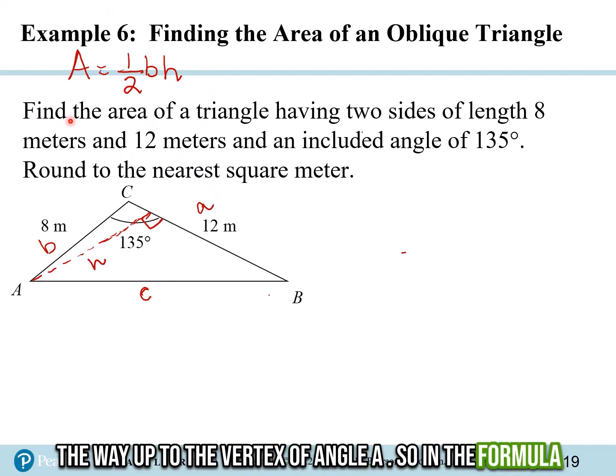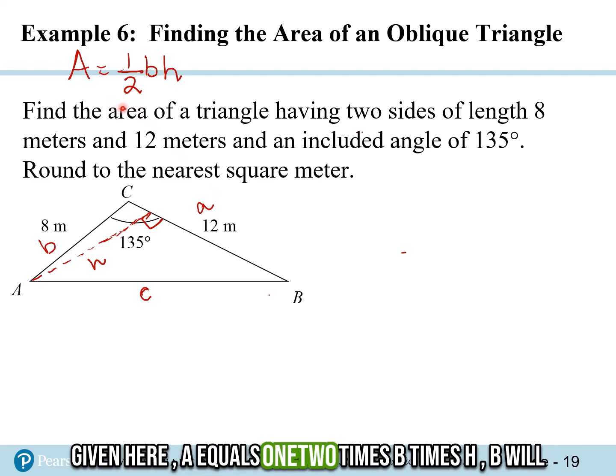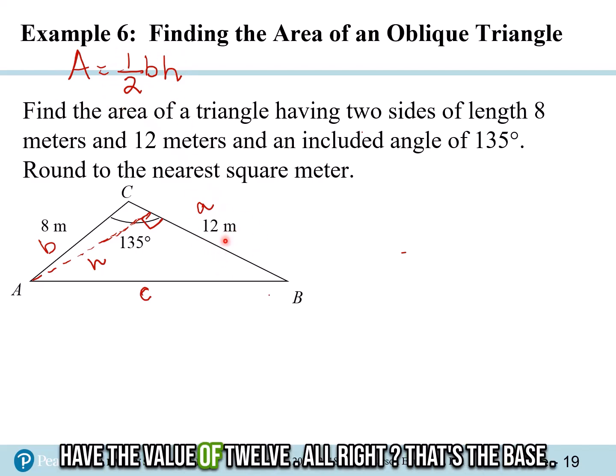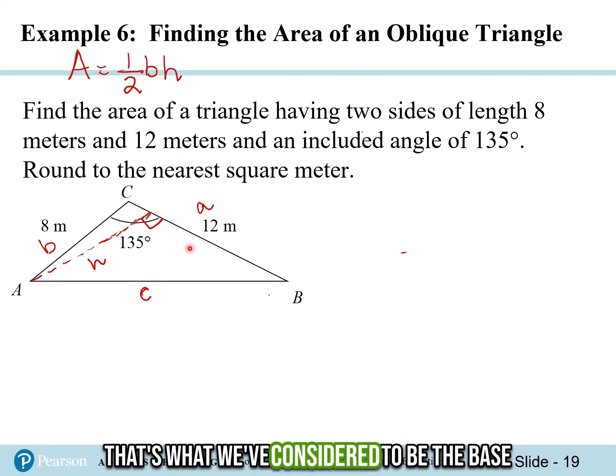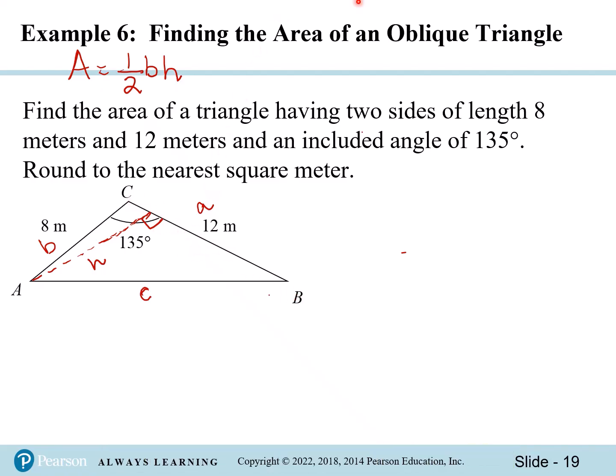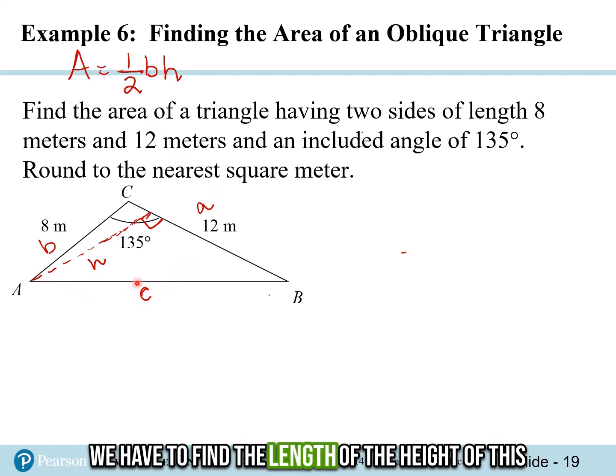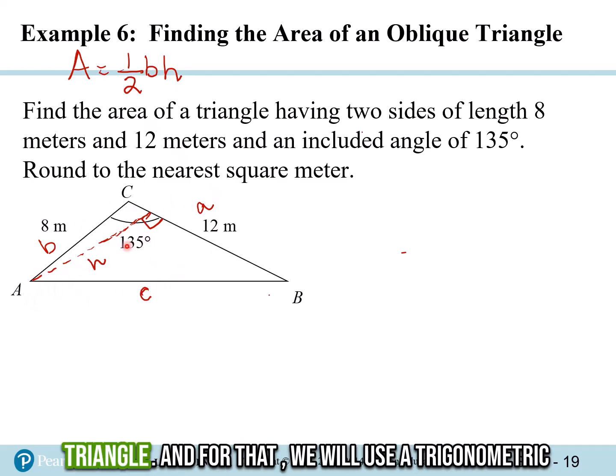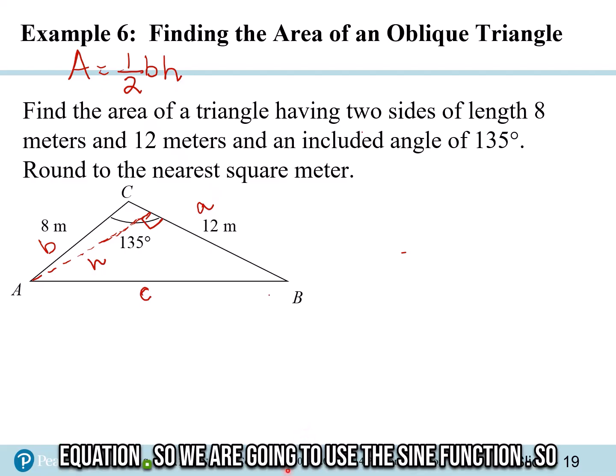So in the formula given here, A equals 1/2 times B times H. B will have the value of 12. All right, that's the base. That's what we've considered to be the base. We have to find the length of the height of this triangle, and for that we will use a trigonometric equation. So we are going to use the sine function.